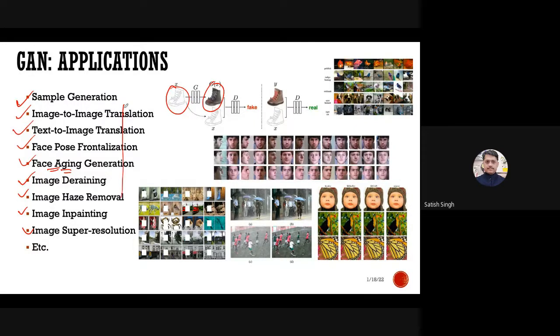All these are applications of image processing, because input is image, output is image. So that's why these are typical applications of image processing where GANs will be very, very useful, even in the case of image compression. One of my PhD students completed a PhD in the area of image compression as well.